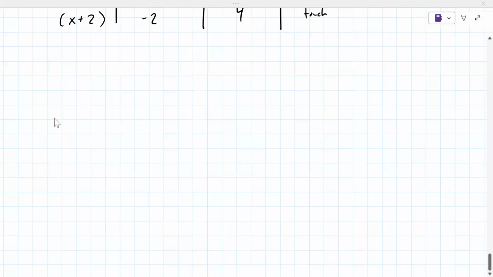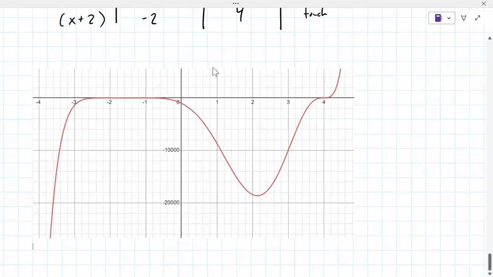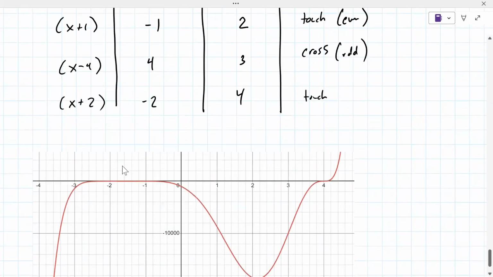All right. So yeah, at -1, it touches, at -2, it touches, and you really can't see it, but it just comes up and touches, it comes down a little bit. And then at 4, it crosses. You can see that.